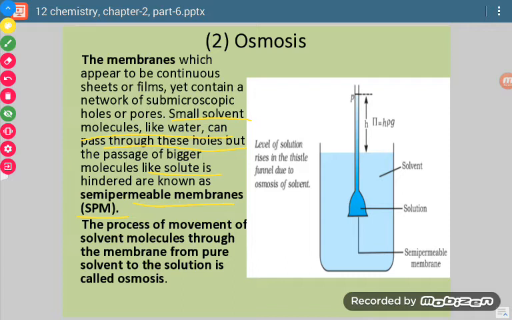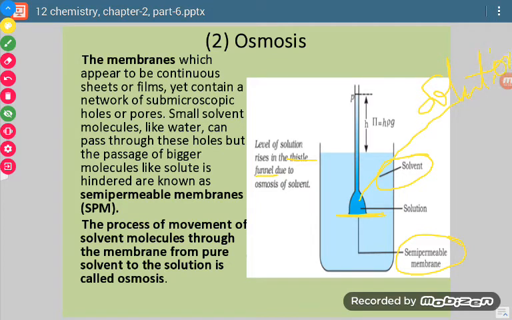Now when this movement occurs, just like in this diagram you can see, here we have taken pure solvent, and inside this thistle funnel, this is called a thistle funnel, we have covered it, or we have attached firmly a semi-permeable membrane at its top, and inside we have taken solution.